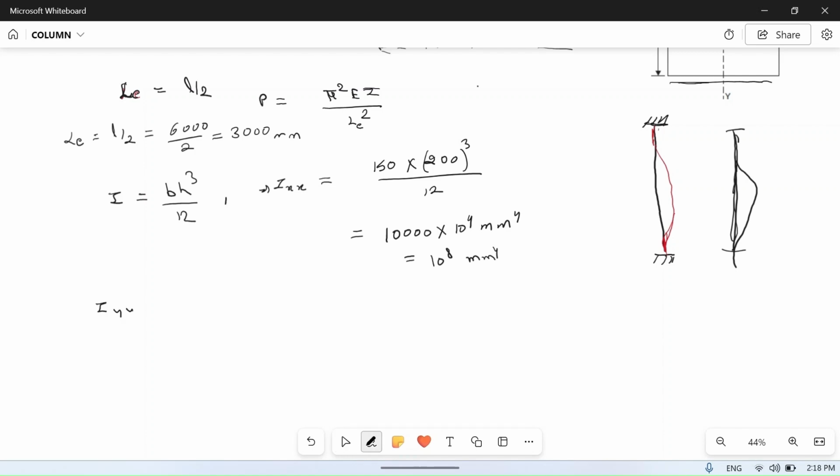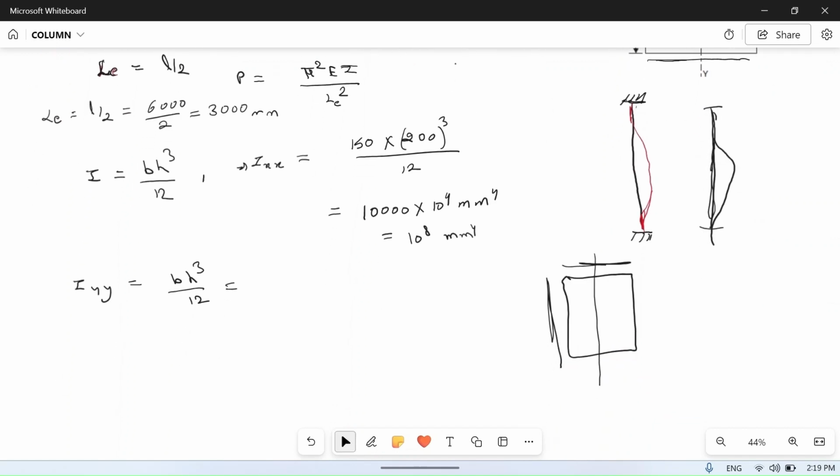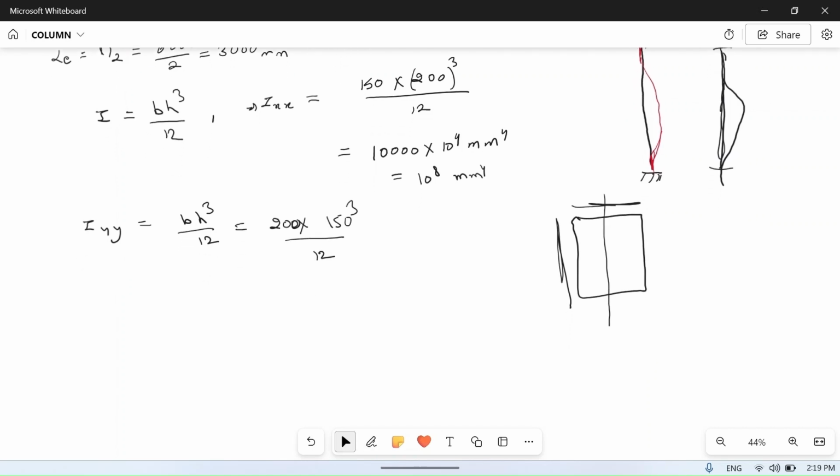If we calculate Iyy, this was the original cross section, and around this axis this width becomes h and the other becomes b. So it is bh cube by 12. The value of b is now 20, and h is 15, so 20 into 15 cube divided by 12. In mm, that is 200 into 150 cube by 12. If you calculate this, you will get 5625 into 10 to the power 4 mm to the power 4.